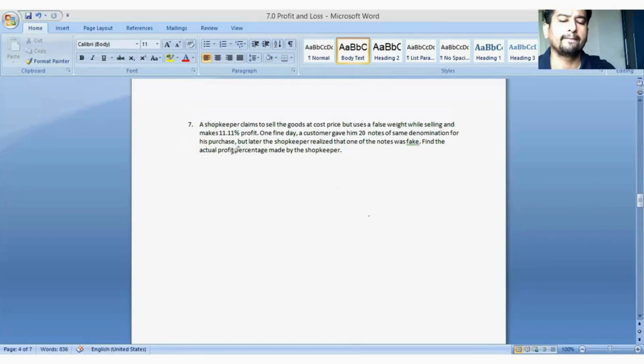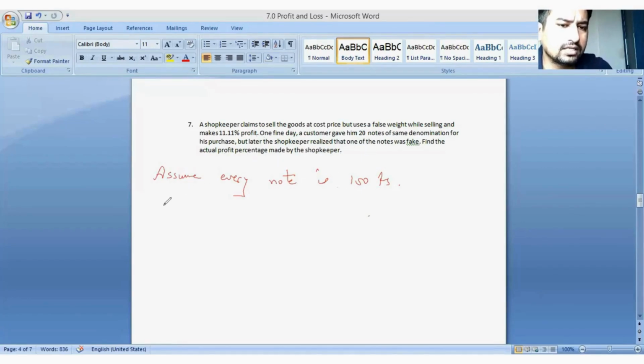Try to solve it. There's one tip here. Whenever everything is given in percentages or fractions and there's no exact, definite value given, you can always assume values, right? So that's a good approach. Here I'll assume every note is 100 rupees. You can assume 100, you can assume 10,000, it doesn't matter. The answer will always come the same because they've asked you the percentage. So assume every note is 100 rupees.